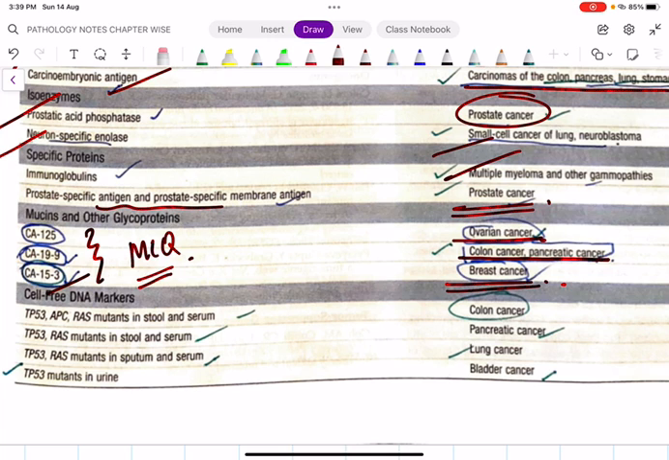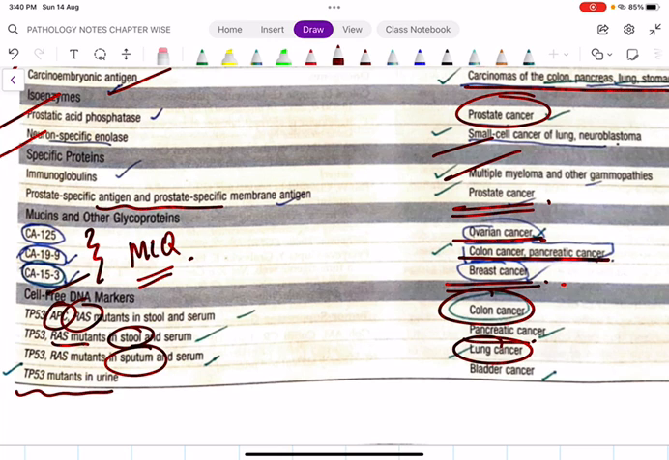Then TP53, APC, RAS. When RAS and APC are together, definitely it is colon cancer. Only RAS, it is pancreatic cancer. And when the RAS is present in stool, it is pancreatic cancer. When the RAS is present in sputum, it is lung cancer. And if the TP53 is present only in urine, it is bladder cancer. Again, I think in JIPMER 2 years back they asked one question from these four. Okay, yes, please go through that.